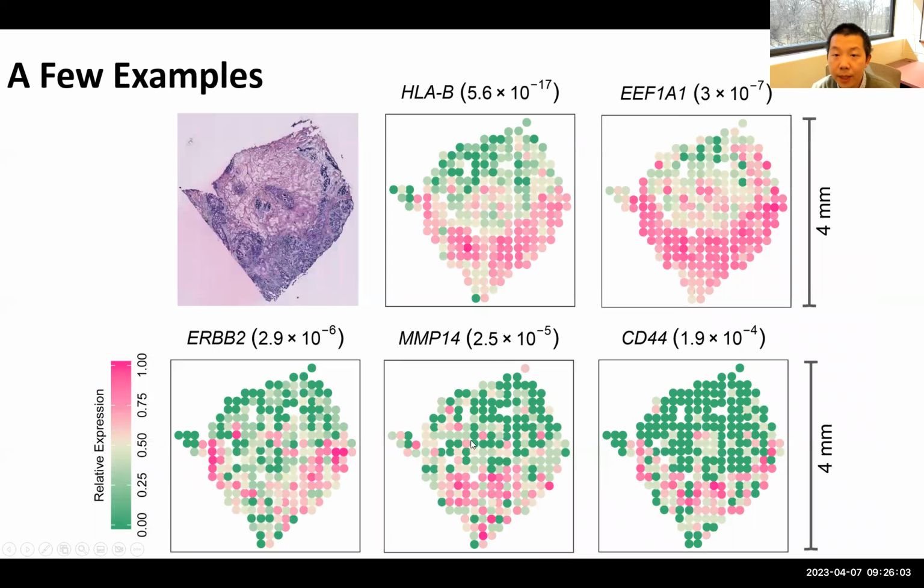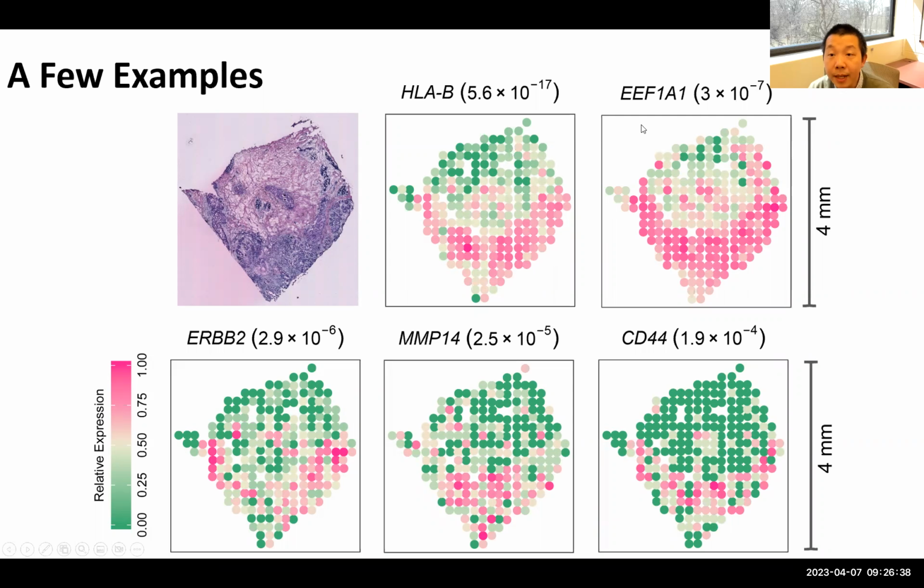We can look at some examples that are only detected by our method, but not the other methods. The first, very well-known example is ERBB2. This is a very well-known gene for breast cancer, and our method can detect it, and show its spatial expression pattern that's enriched in the cancer region. We also detect HLA-B and CD44, both immune cell markers. It indicates that immune cells potentially infiltrated this cancer region, potentially trying to fight back against those tumor cells.